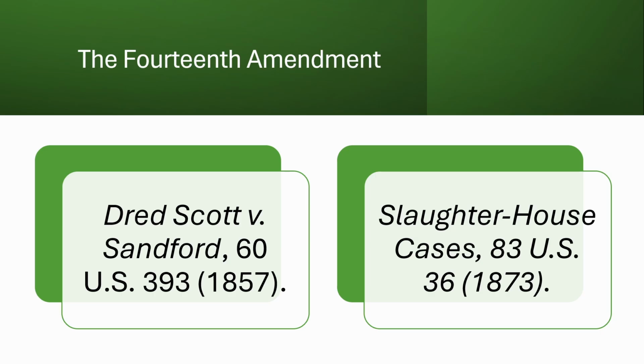In Dred Scott v. Sanford, 60 U.S. 393, 1857, the United States Supreme Court stated that enslaved persons were not citizens of the United States and therefore could not expect any protection from the federal government or the courts. The opinion also stated that Congress had no authority to ban slavery from a federal territory.